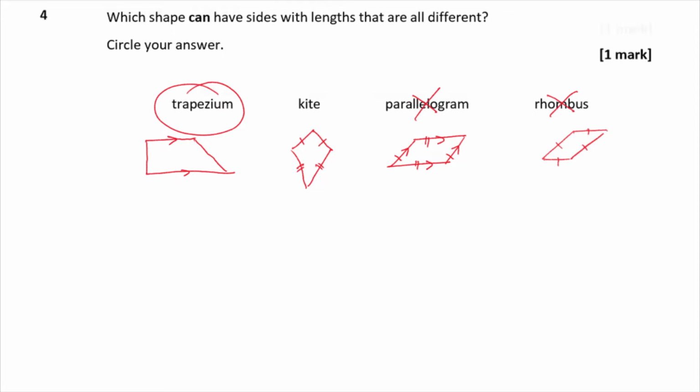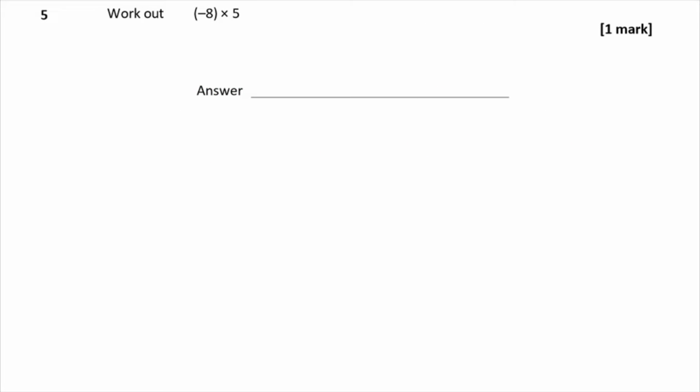So yeah, trapezium. Question 5, work out what -5 times 8 is. When you're multiplying two numbers, just go ahead and multiply them first. So 8 times 5, you should know, is 40. And then think about what sign you've got. Now here, we've got a negative number and we're multiplying it by a positive one.